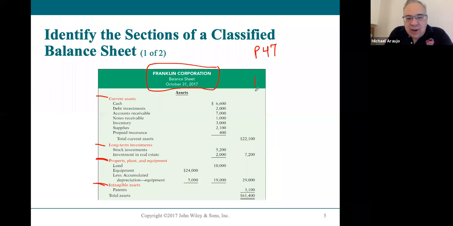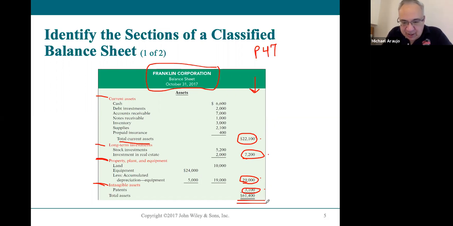Notice that in the far right column here, these are the totals. So this $22,100 is the total for current assets listed on the side. This $7,200 is the total for long-term investments. This $29,000 is the total for property, plant, and equipment. And this $3,100 is the total for the intangibles. So there are 4 classifications of assets, and there are 4 totals, one for each classification. Then, of course, all those 4 numbers are added up for total assets.